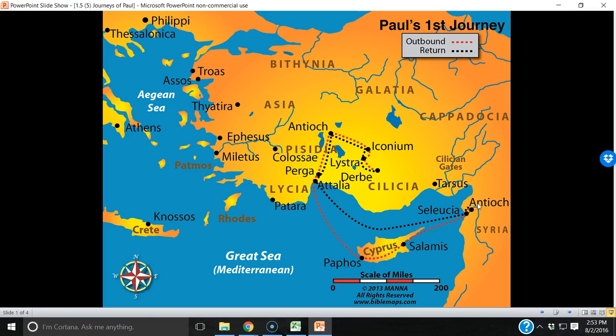Well, this was not something that the Jews were going to let go. They're very upset about it. And so what happened is they traveled south to Jerusalem. It's down here somewhere. It's off the map. It's right in this area.